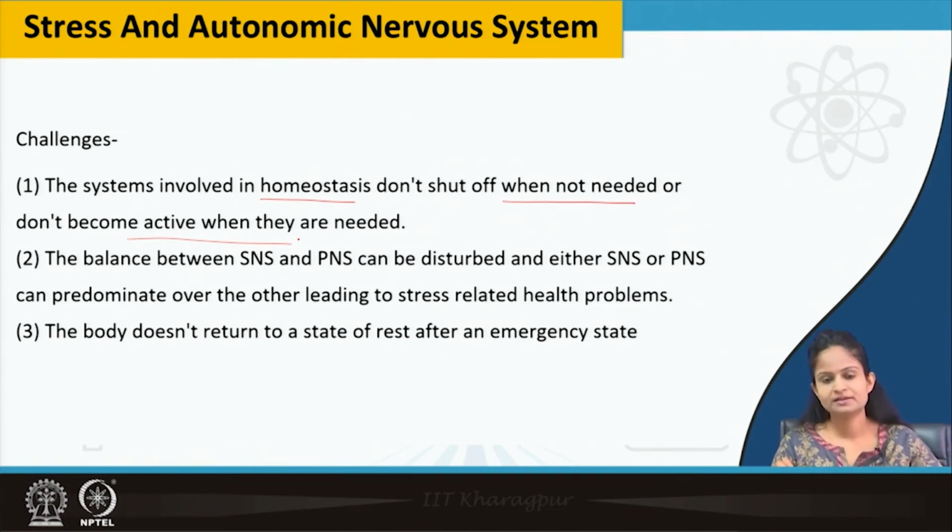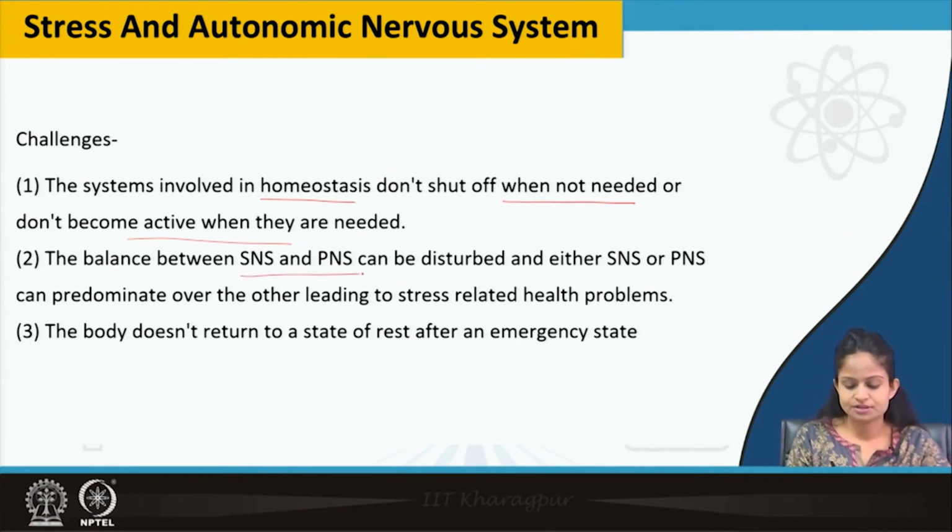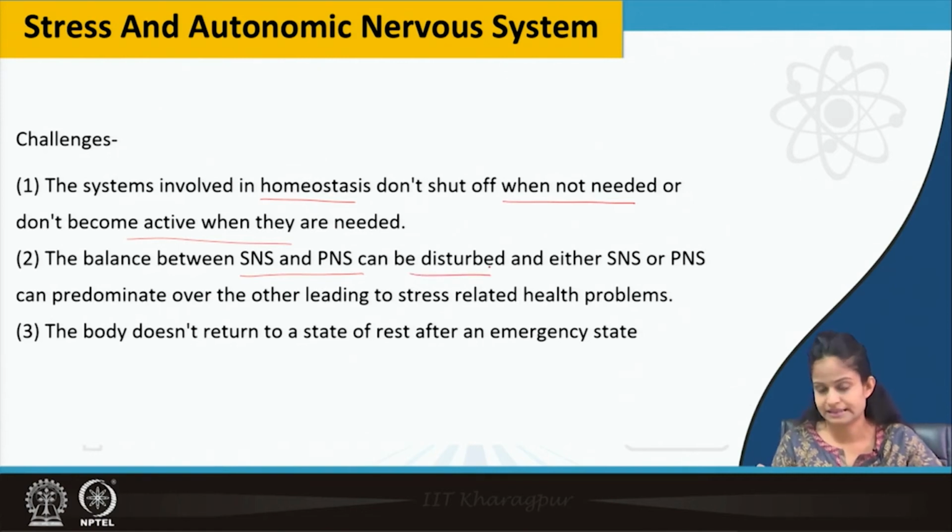When my sympathetic nervous system is needed, it is not working, and when it is not needed, suppose I am at rest, if at that time the sympathetic nervous system gets activated, then it is problematic. The balance between the sympathetic and parasympathetic nervous systems is usually disturbed in these cases, and that could lead to autonomic dysfunctions, which could be due to chronic conditions or stress related health problems.